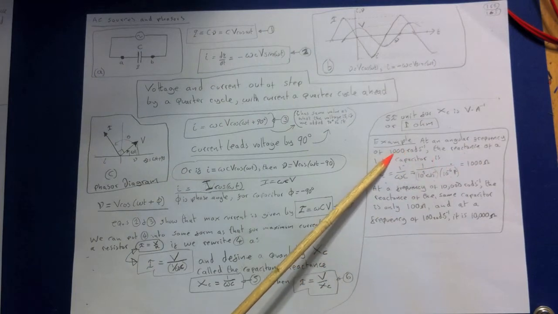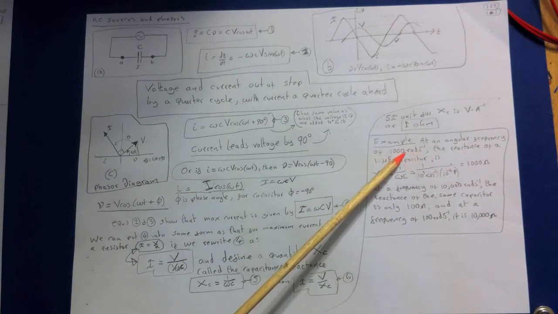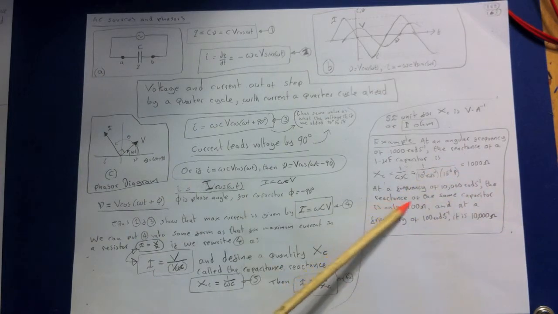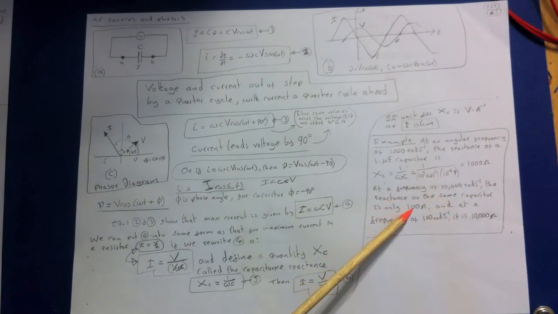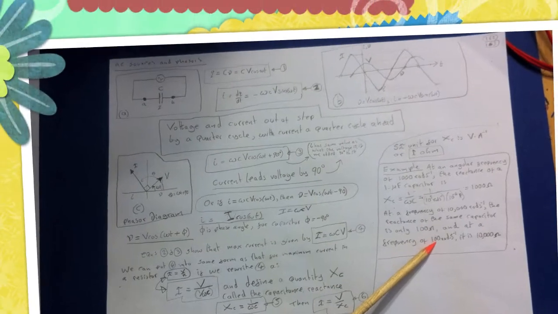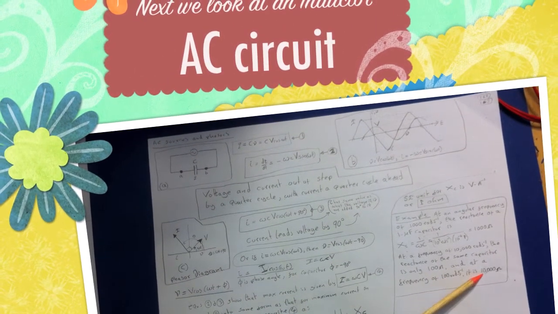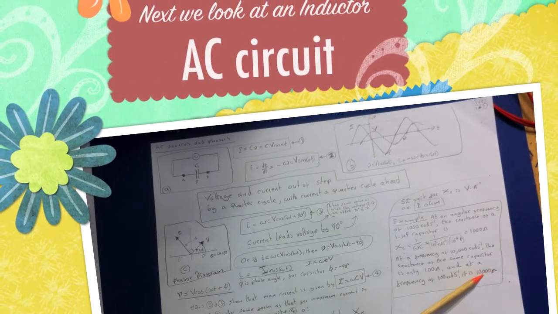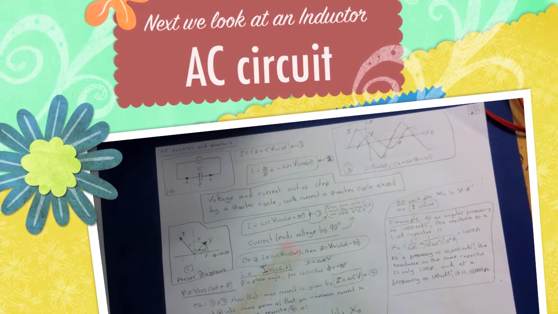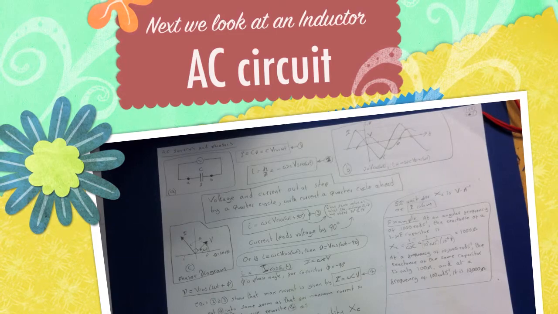At an angular frequency of 10,000 radians per second, the reactance of the same capacitor is only, if we plug those in, 100 ohms. And if we lower the frequency even more, we find that the reactance is 10,000 ohms. You've got a 10 kilo ohm reactance there now. So that's just an example of this equation.